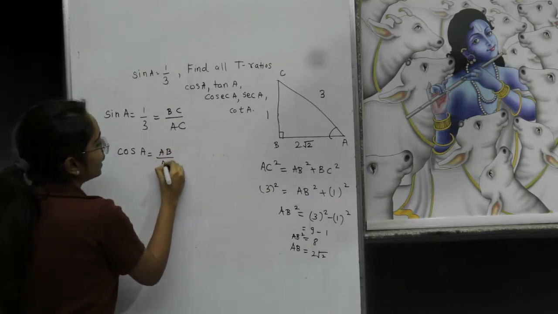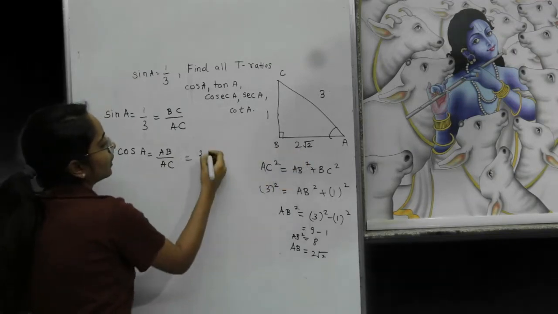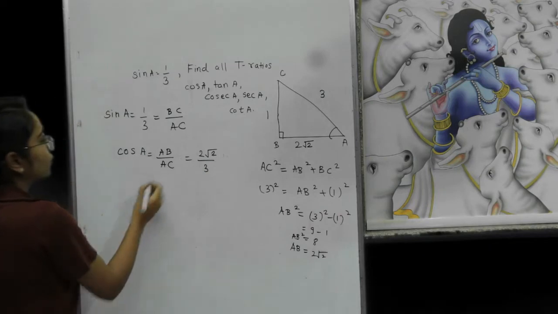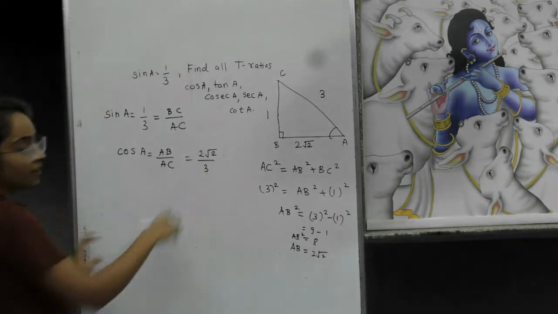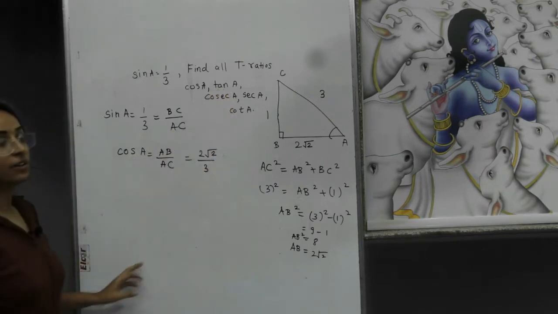So cos A is AB upon AC. We have calculated the value of AB as 2 root 2, and AC is nothing but 3. So thus we have found the value of cos A, which comes to be 2 root 2 upon 3. Now next we will find the value of tan A.